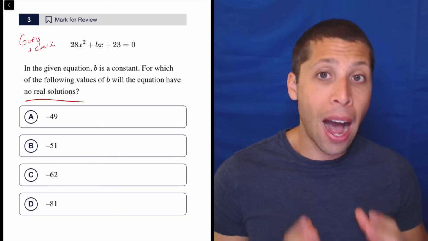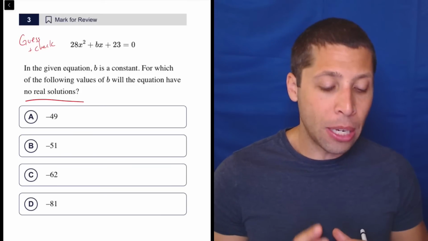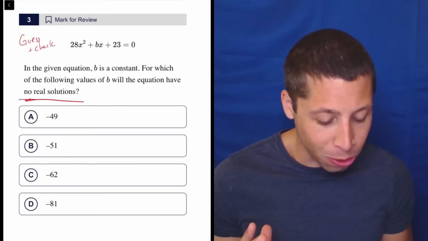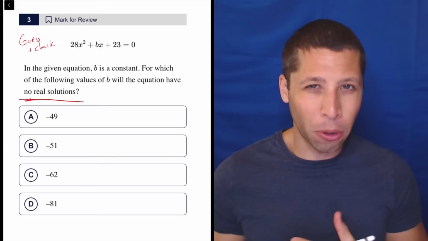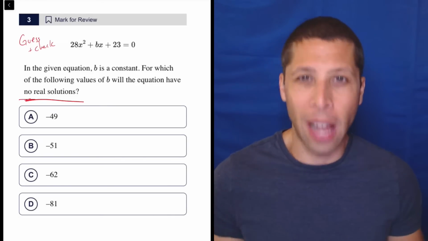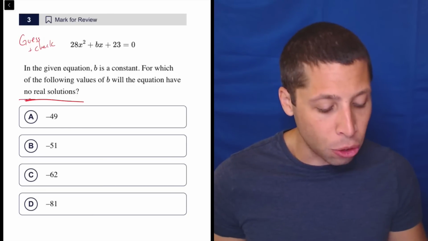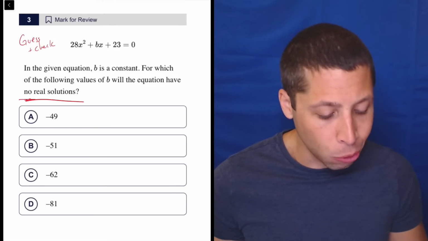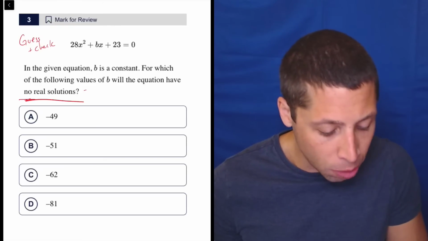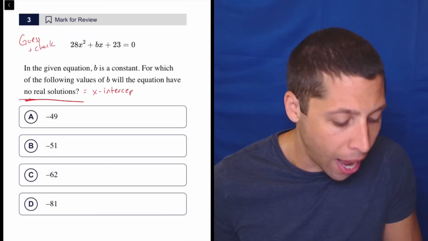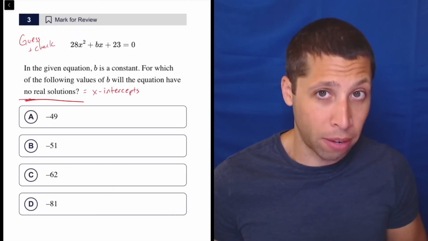But here's the thing. I don't like that method because when we have those vertical lines and we want no solutions, what we're looking for on the graph is no vertical lines. And that's messy. So I'll show you what that looks like. But what I would actually do here is, if I'm talking about solutions and I have a quadratic, I prefer to convert that into x-intercepts. And that's going to be a much more visual way of representing this.